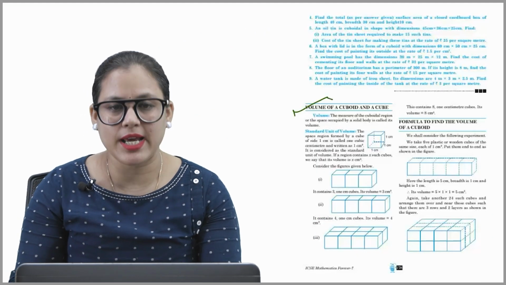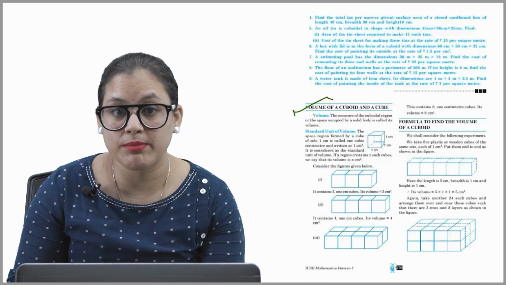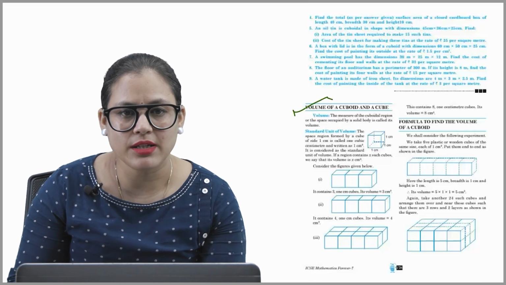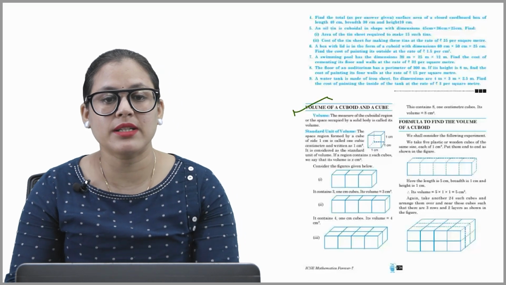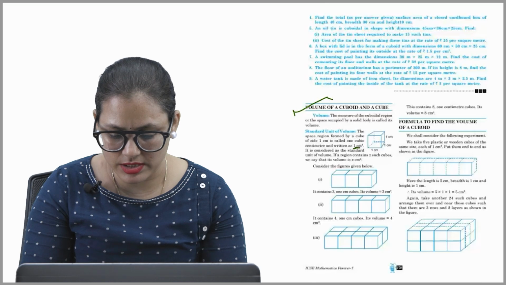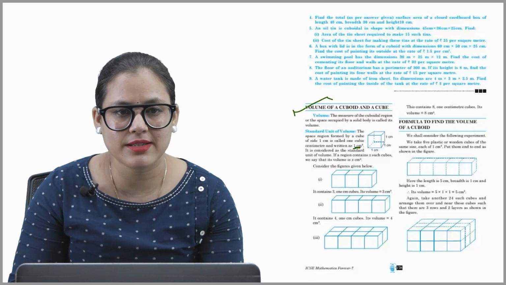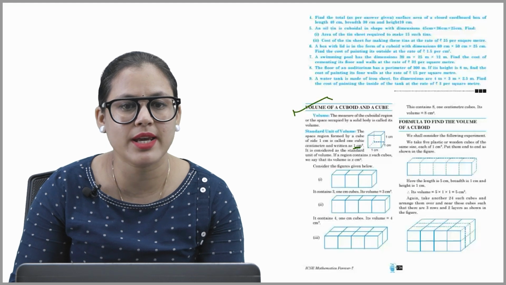Volume of a cuboid and cube. Volume: the measure of the region or the space occupied by a solid body is called its volume. Standard unit of volume: the space region formed by a cube of side 1 centimeter is called 1 cubic centimeter and is written like this, 1 centimeter cube. It is considered as a standard unit of volume.